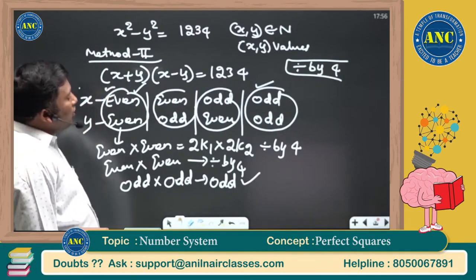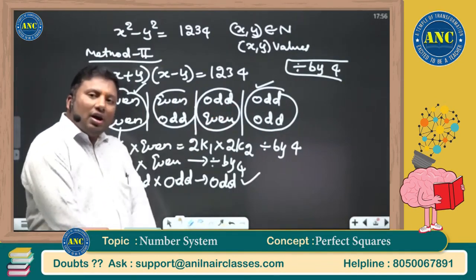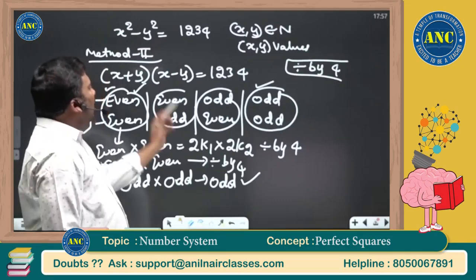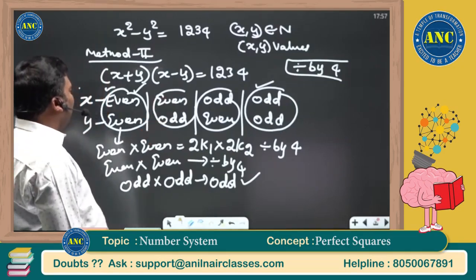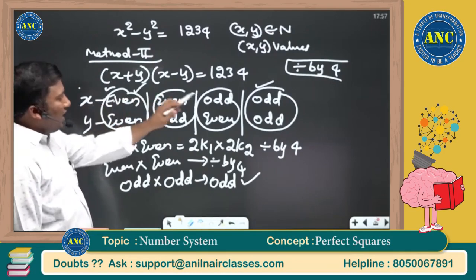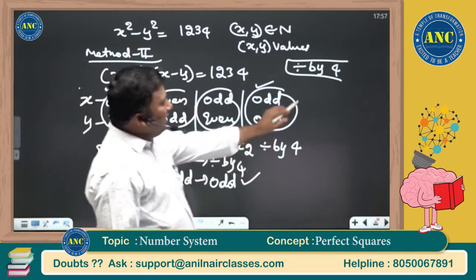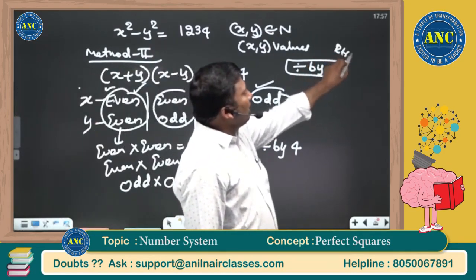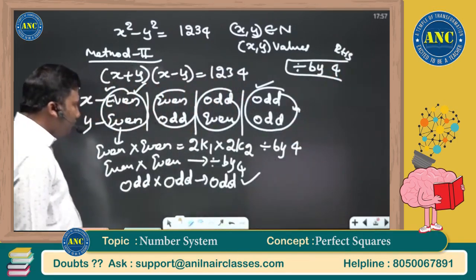First case. Fourth case, odd plus odd, even. Odd minus odd, even. Even into even, divisible by 4. That means in this case and the last case, the right hand side is divisible by 4.